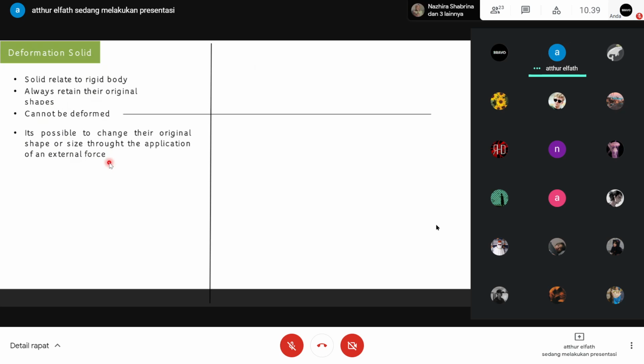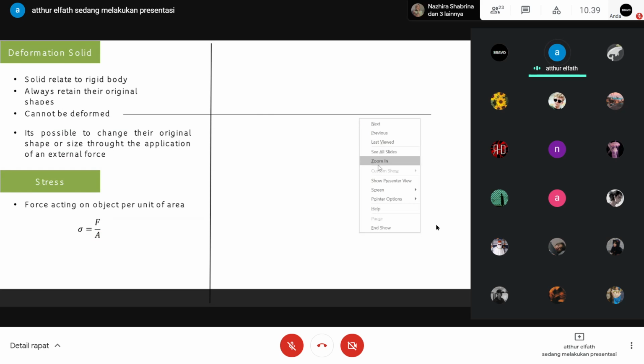Now, let's talk about the stress. Okay, we start from the definition of stress. Basically, stress is a force acting on an object per unit of area. This is the formula, if you write the mathematical expression. By the way, this is the symbol of stress. F means force. We know that the force unit is Newton. Meanwhile, the area unit is meter square.